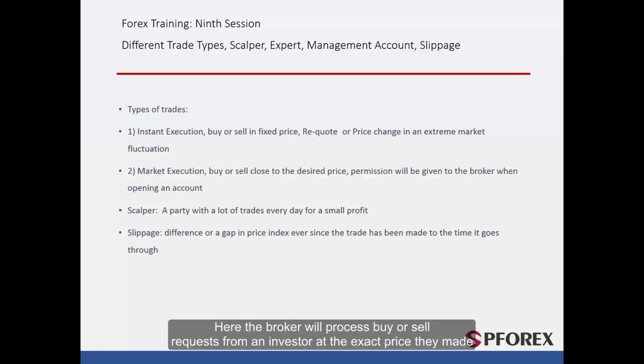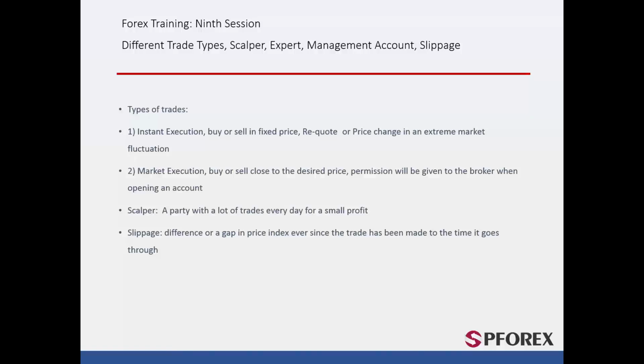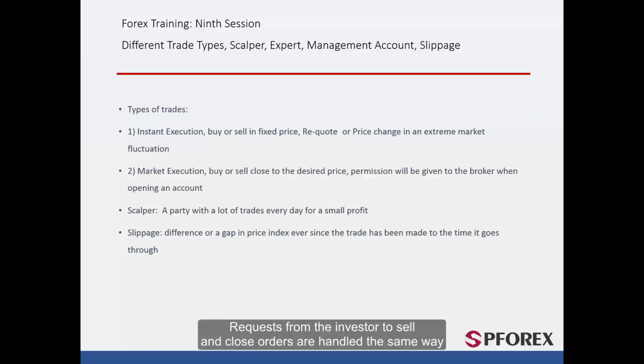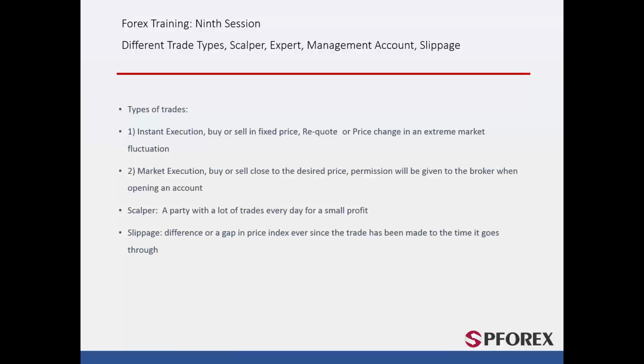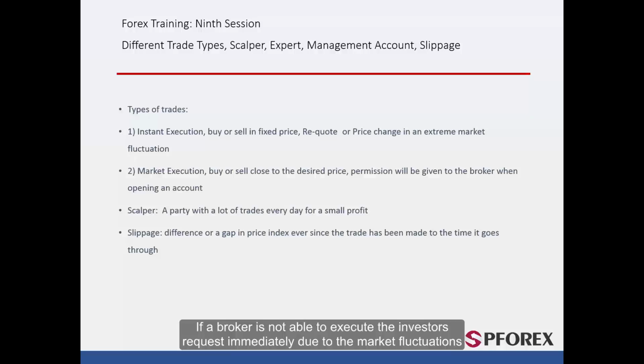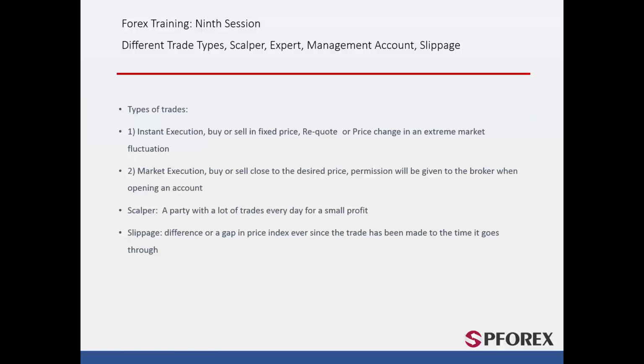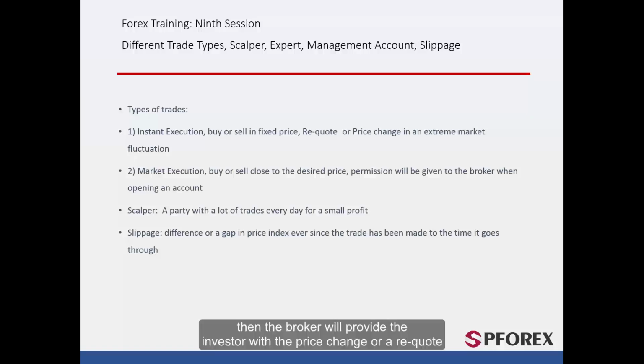Here, the broker will process buy or sell requests from an investor at the exact price they made. Requests from the investor to sell and close orders are handled the same way. If a broker is not able to execute the investor's request immediately due to the market fluctuations, then the broker will provide the investor with the price change or a requote. Reliable brokers intend to apply their customers' requests in float markets as fast as possible.